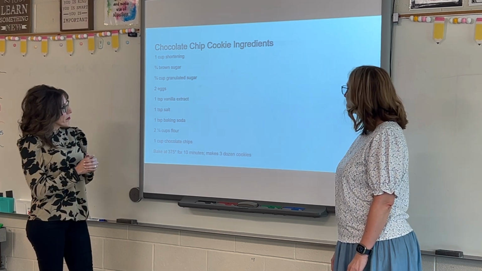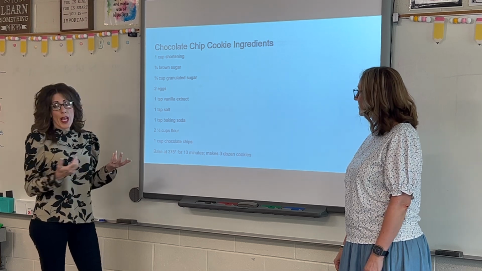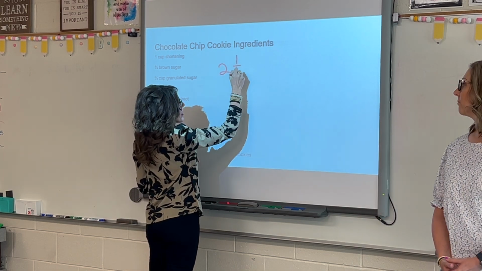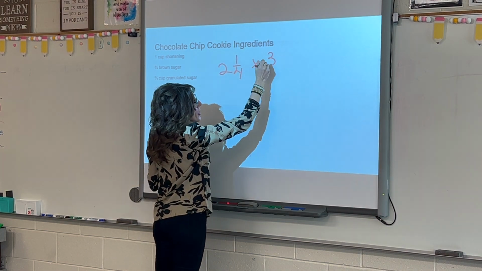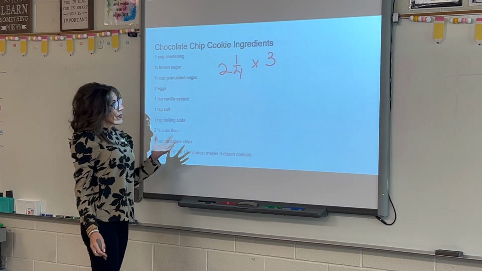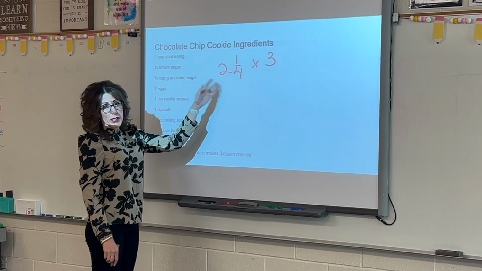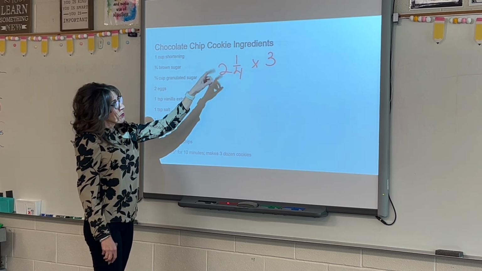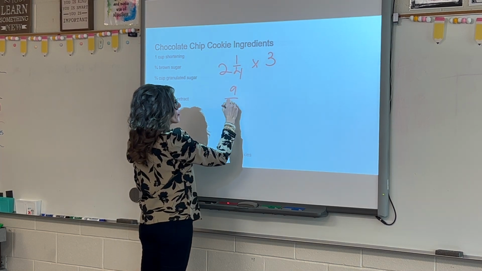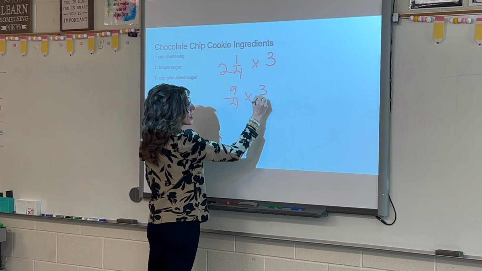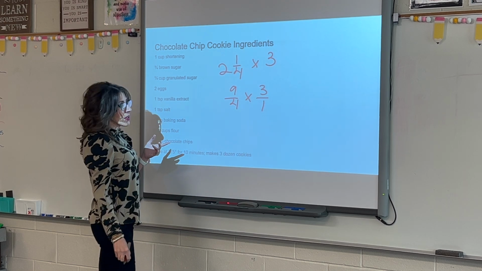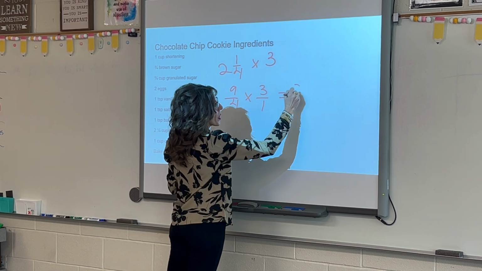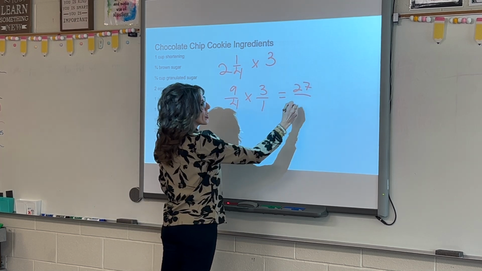So let's take our 2 1/4 cups flour, and let's say I want to triple this recipe. So I can take my 2 1/4 and multiply it by 3. Now we can do a couple of different things here. I'm going to take my mixed number and make it an improper fraction. So 2 times 4 is 8, plus 1 is 9. So I have 9/4. Multiply it by 3. I'm going to put a 1 under that to make it a fraction. Now I can just multiply fractions straight across. 9 times 3 is 27. And 4 times 1 is 4.